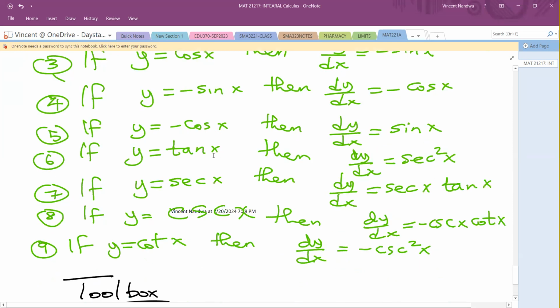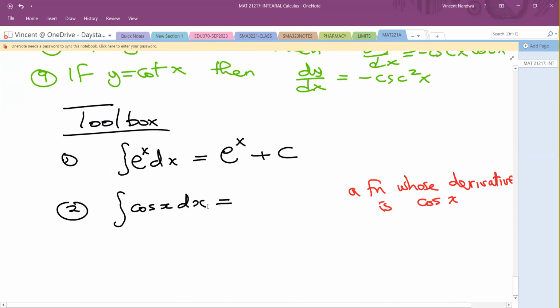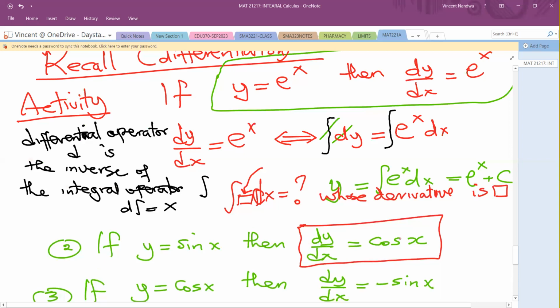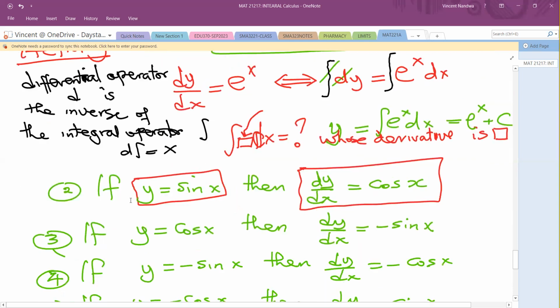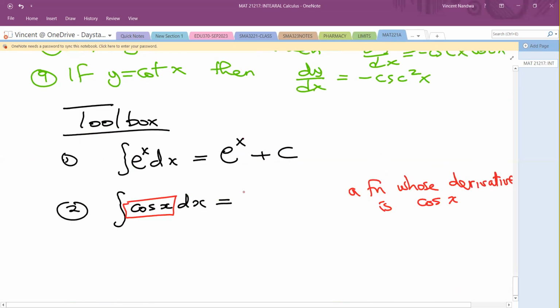Yeah, so when they write integral of cos x dx, it means we provide a function whose derivative is cosine of x. And from number 2, you clearly see that dy dx is cos x if your original y was sin x. So the answer becomes sin x. Don't get confused. It's possible to get confused here. Don't confuse the integration of cos x and differentiation of cos x. Integration of cos x is positive sin x, but differentiation of cos x is negative sin x.